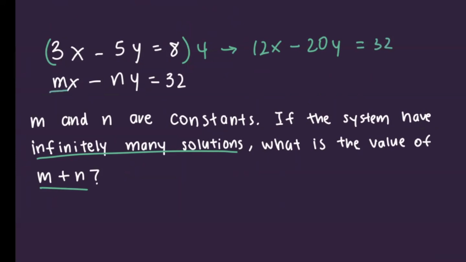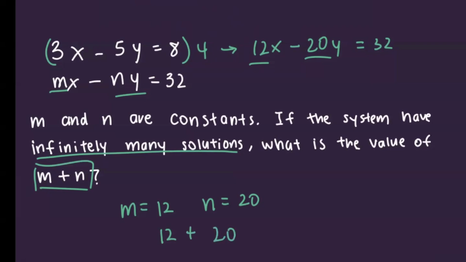So as you can see, we can just match up our m and we will get that m equals 12 and n equals 20. Now we're looking for the sum, and so our sum is 12 plus 20, and that will get us 32. So our answer is 32.